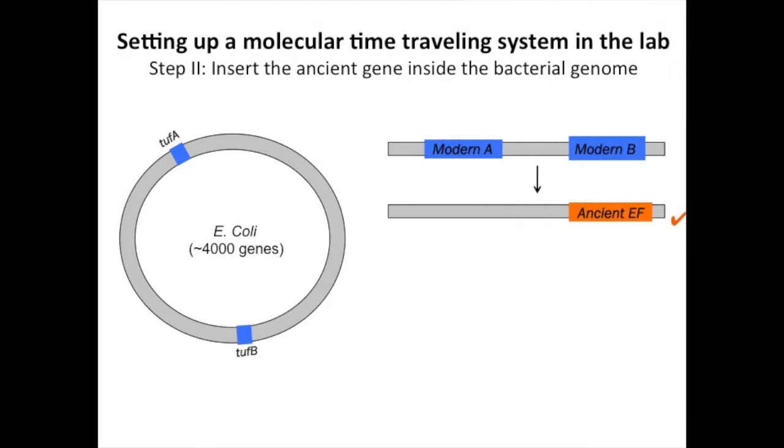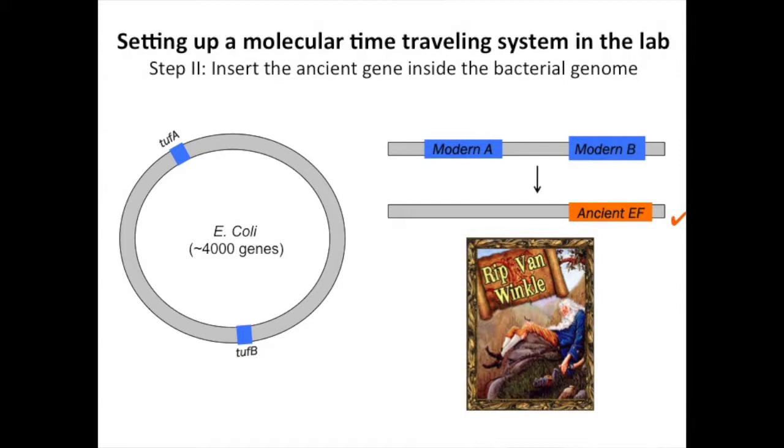coli genome. You have two genes for EFTU, it turns out, TUF A and TUF B. What she did was she knocked out both forms of the gene and she inserted the ancient EFTU in place of the modern TUF B gene. She has ironically named it Rip Van Winkle. We just call it Rip for short, which I think is actually really ironic because we're not letting it rest in peace. We're actually bringing it back to life.